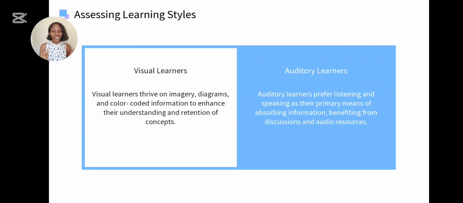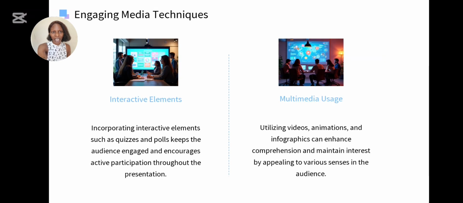So you have to judge the learner. And in your demo lesson, you have to prove to the employers that you are capable of judging the learner and delivering the lesson accordingly. Okay. The second thing you're going to look at is the engaging media techniques.